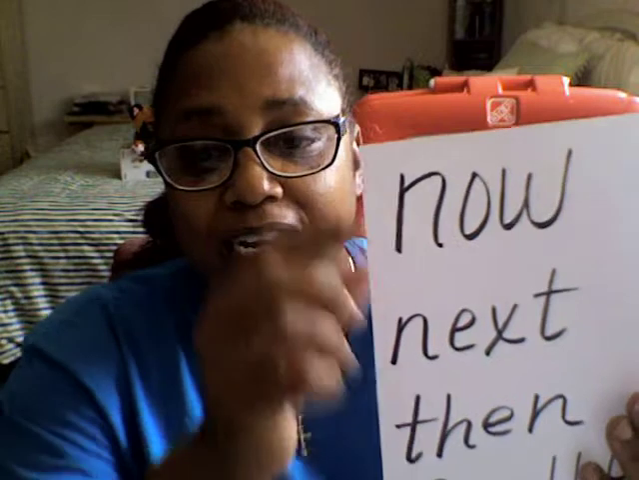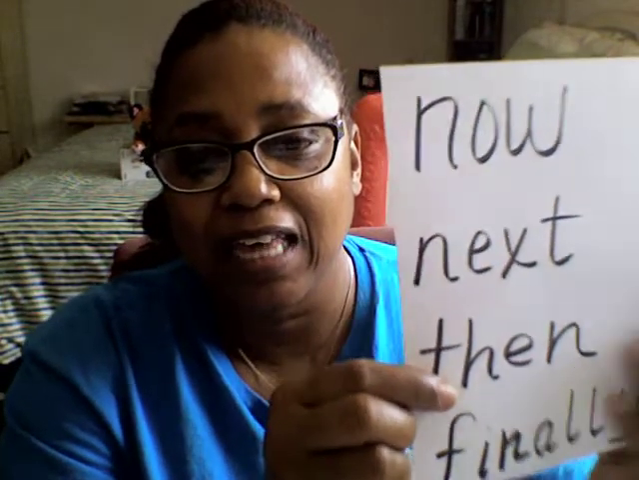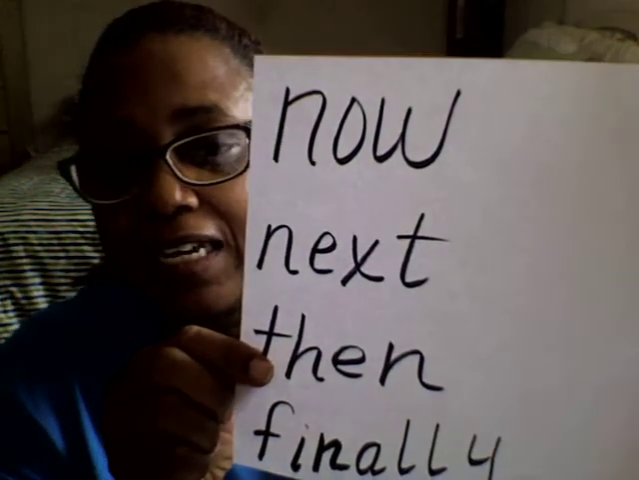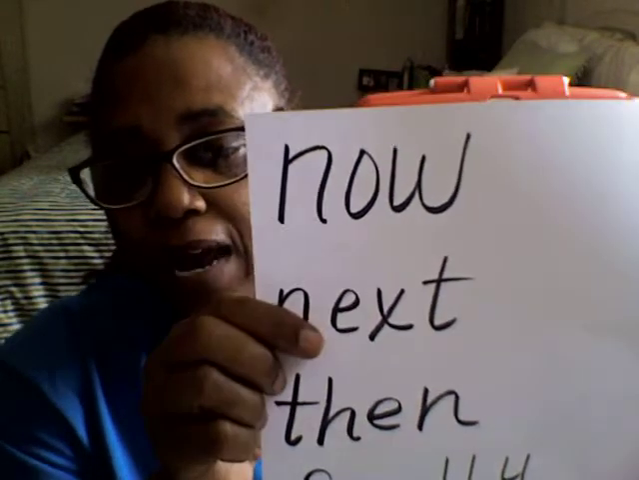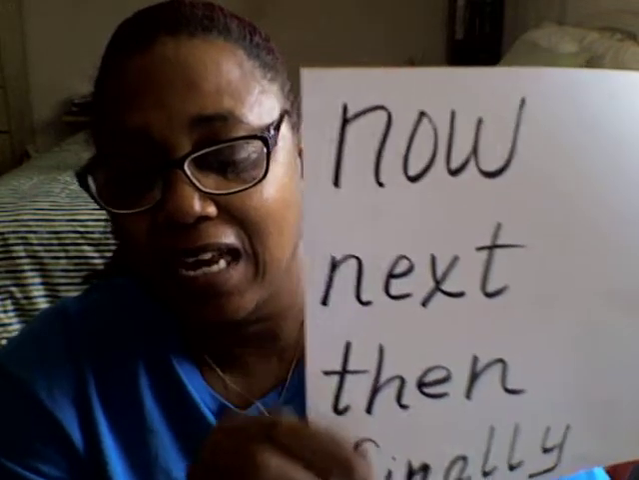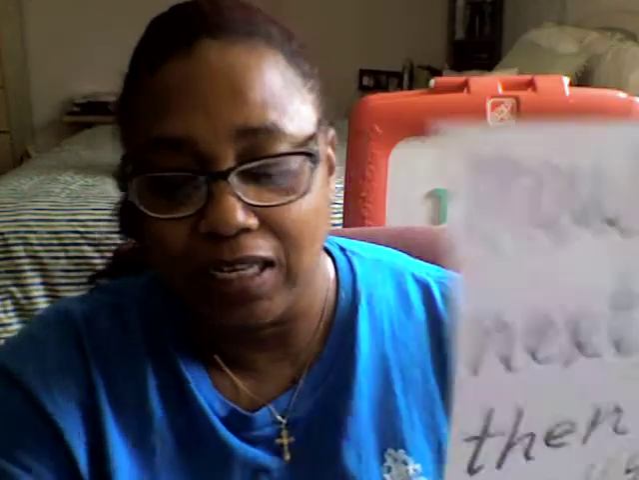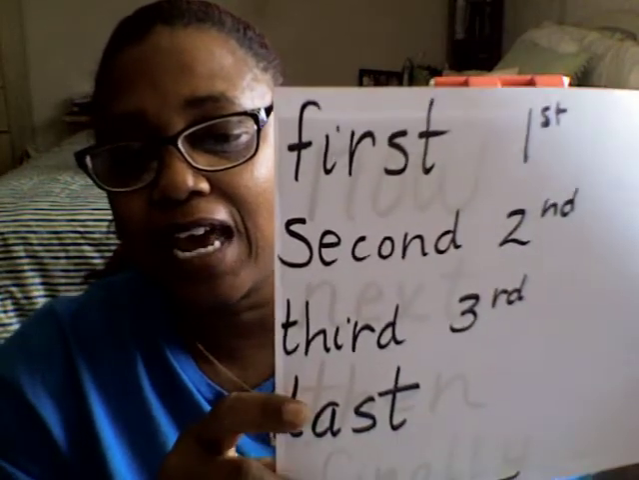And another way we can use those same words to put a list in order and organize something, we can use the words now, next, then, and finally. What happens now? What happens next? What happened then? And then what happened finally? It's basically the same as saying first, second, third, last. So you can use those two forms in order to figure out how to put the steps together.